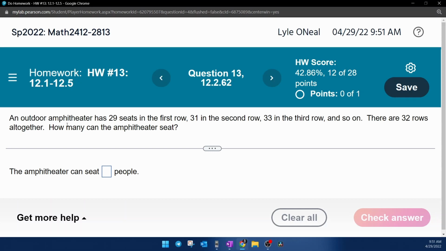An outdoor amphitheater has 29 seats in the first row, 31 in the second row, 33 in the third row, and so on. That means the pattern continues. There are 32 rows altogether. How many can the amphitheater seat? So we're going to have to find the sum of all of the seats in all of the rows. Let's take this information to our scratch work and work it out.